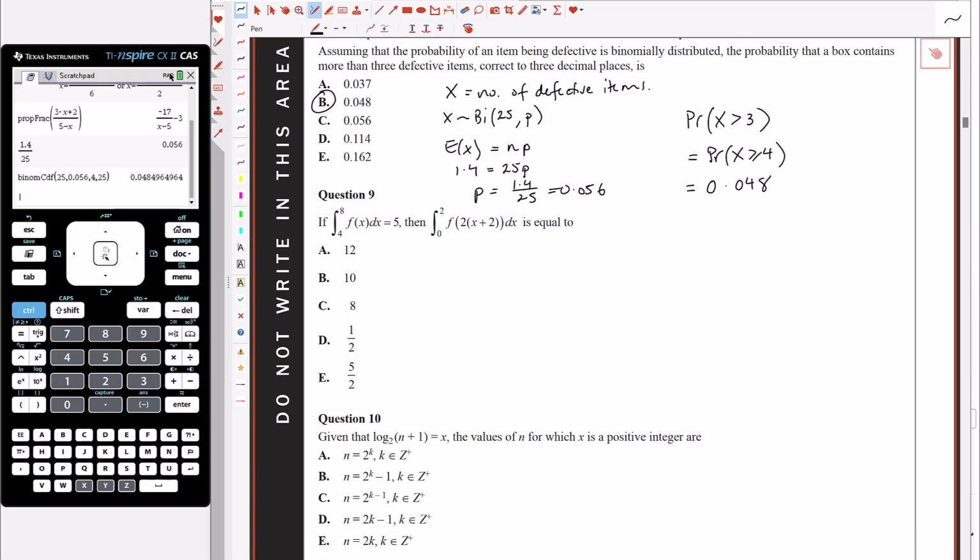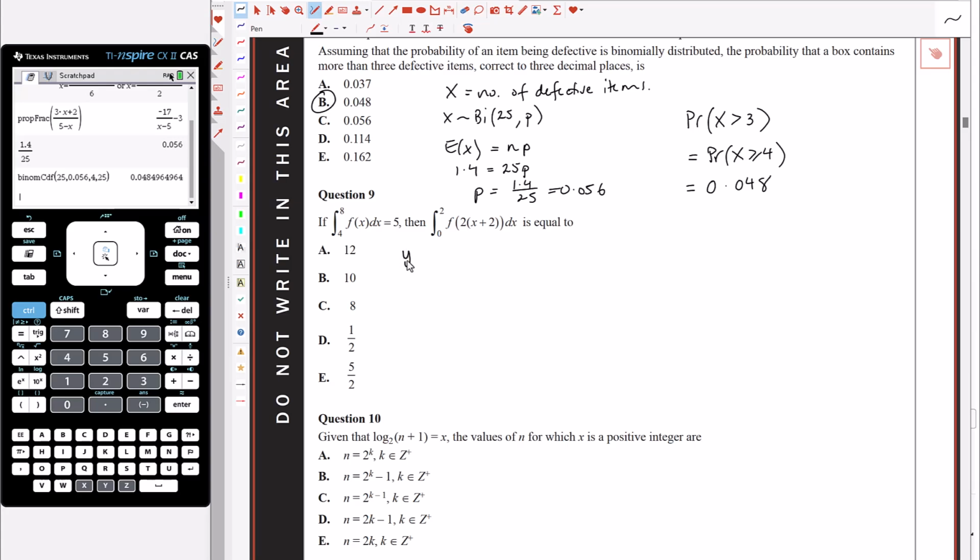Okay, question 9. If the integral of f of x from 4 to 8 is equal to 5, then the integral of f of 2 times x plus 2 dx is equal to... Okay, so here you're not going to be able to expand out that function because we don't know what f of x is. So you have to rely on your understanding of the transformations that are happening here.